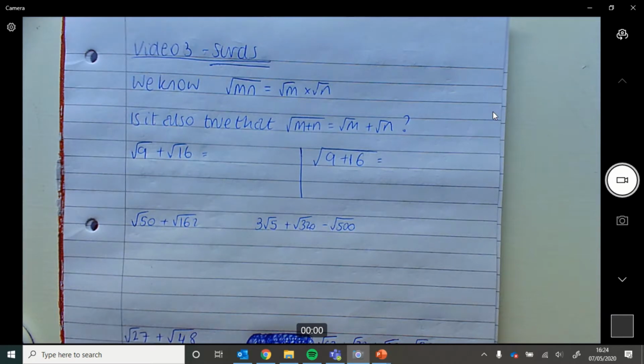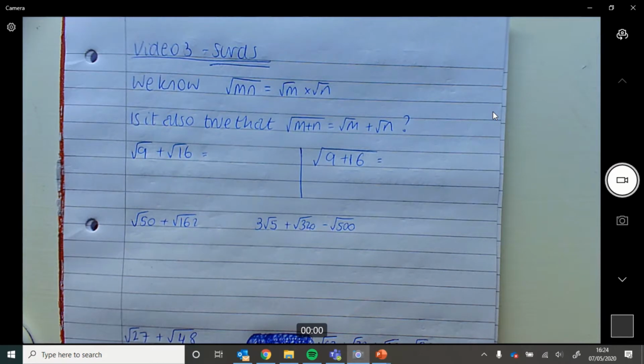We're going to be looking at a different rule to videos 1 and 2. In video 1 we looked at the multiplication and division rule. In video 2 we looked at multiplying a surd by itself. Now we're going to look at what happens if we add surds together.